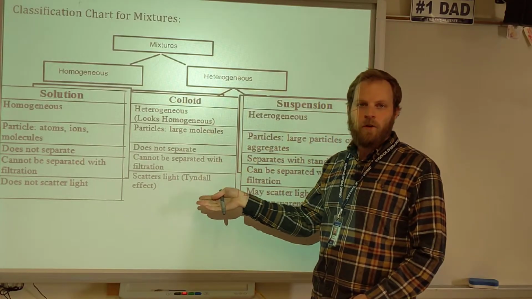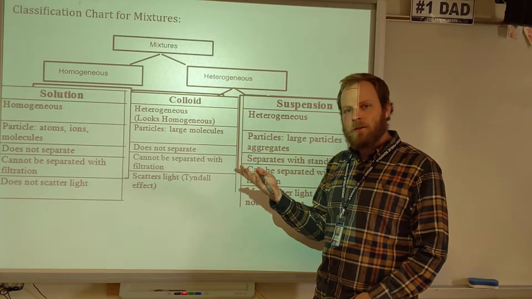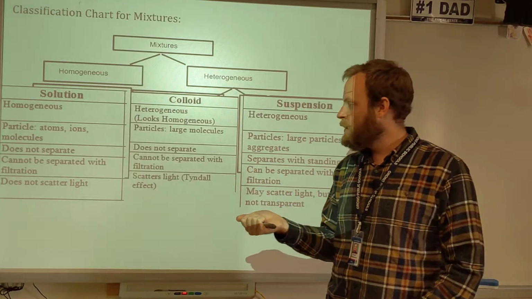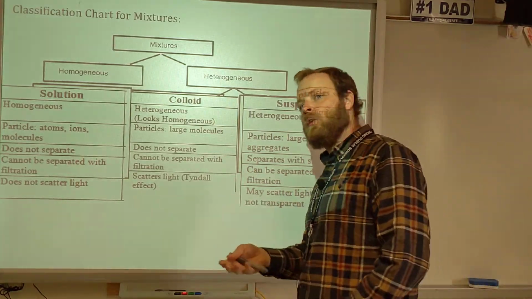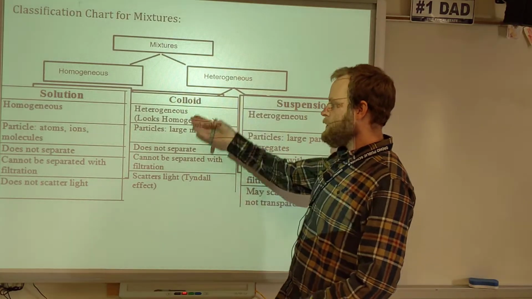So this would be like milk. If you leave milk in the fridge in a cup for a couple days, it's not going to settle out. It's going to be the same. There isn't a shake well label on your milk. But there is a shake well label on your orange juice if it has pulp, because the orange juice is going to be a suspension and the milk is going to be a colloid.